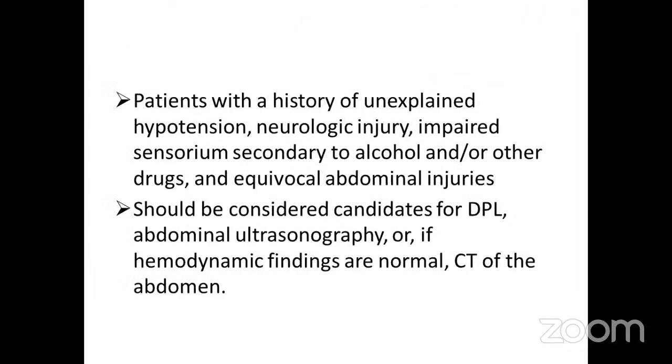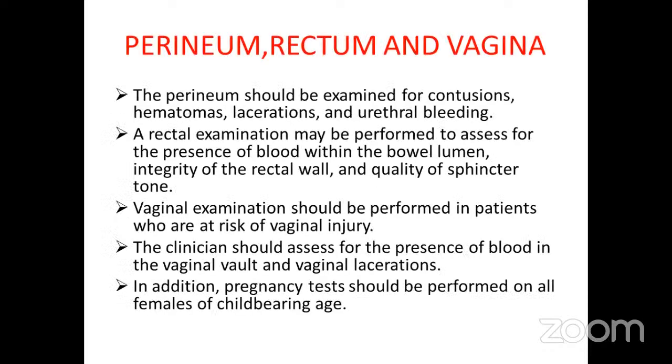And a patient with unexplained hypotension, a neurological injury, or impaired sensorium secondary to alcohol or any other drugs may have an equivocal abdominal examination as well. So these should be considered candidates for either an abdominal ultrasound or a diagnostic peritoneal lavage. And if your patient is hemodynamically stable, you can go for a CT abdomen. Usually the pan CTs which we do in the emergency help to rule out many of the head, chest, and abdominal injuries.